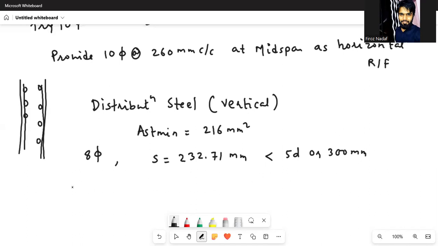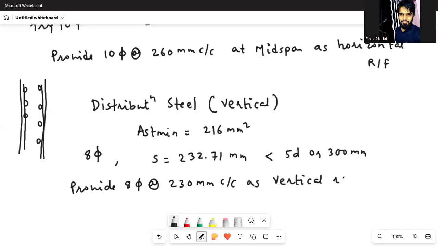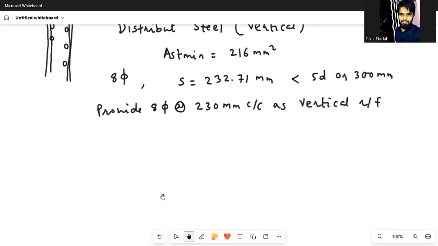Okay, and you can provide 8 mm diameter bar at the rate 230 mm center to center as vertical reinforcement. Okay. So we have done the design of side wall. The next element that we have in the design of bunker is design of hopper bottom. The sloping slab which is at the bottom of the bunker.